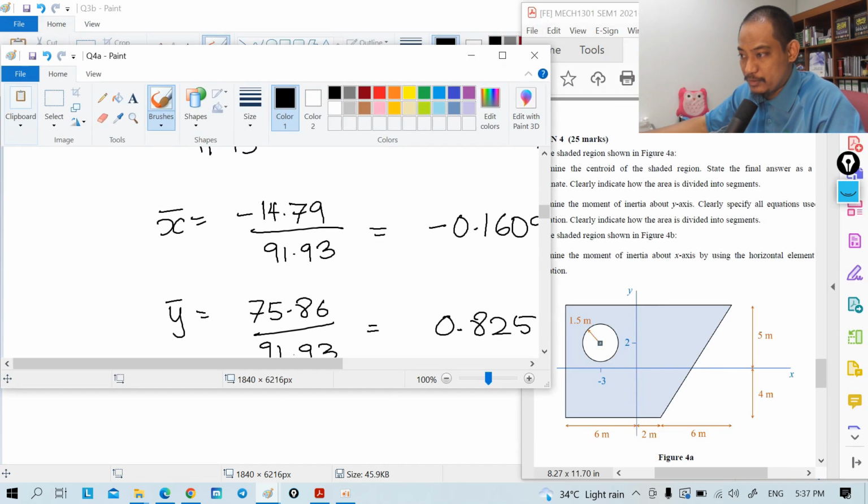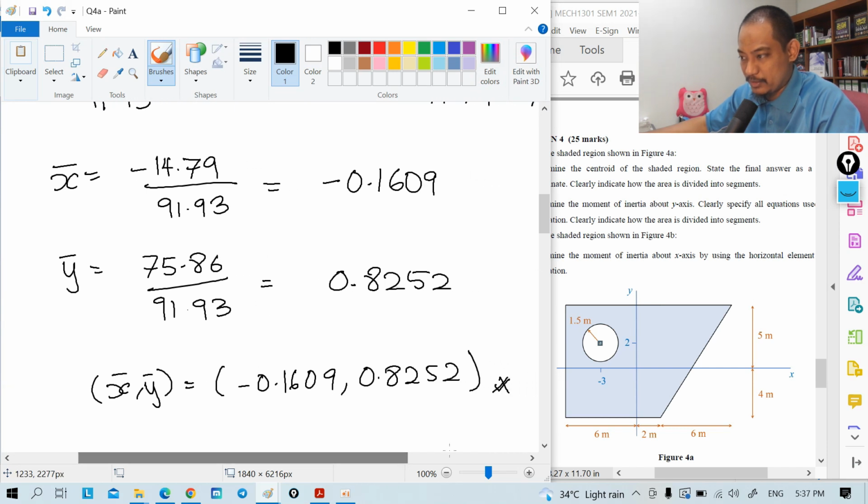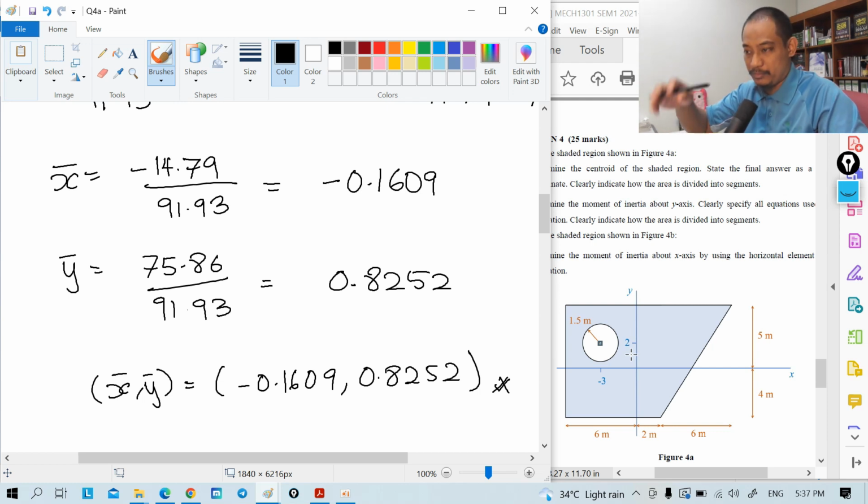Now, this is a double check on whether the answer is logical. Negative 0.1 should be somewhere there, and 0.8 is somewhere there, almost 1. It's kind of logical. This is just to check if you made a massive error and suddenly the answer is illogical. For example, if the answer is somewhere here, that's not logical, it's not the center. It should be somewhere in that region in this case.